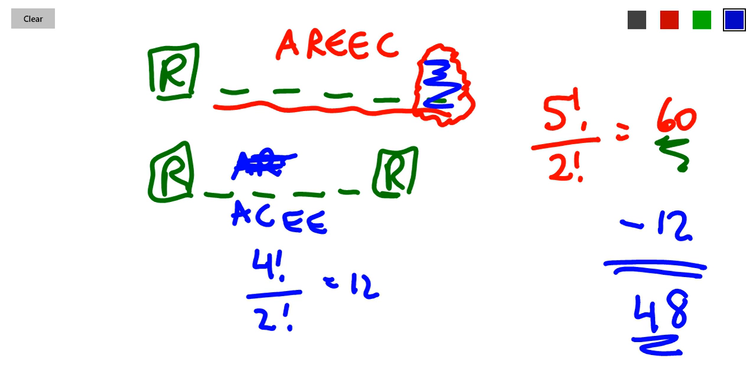And again, because this was the logic of starting with an R, I could repeat all this logic for ending with an R and do 48 times 2 again, and that would still give me 96. So that's the answer to that question.